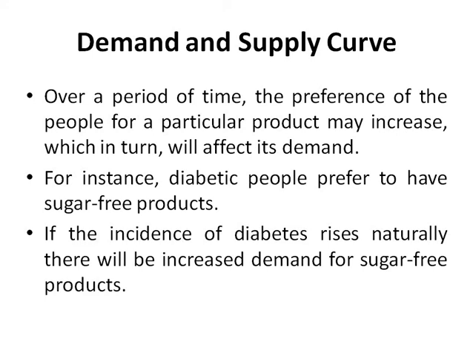Over a period of time, the preference of people for a particular product may increase, which in turn will affect the demand. For instance, diabetic people prefer to have sugar-free products. If the incidence of diabetes rises, naturally there will be increased demand for sugar-free products.